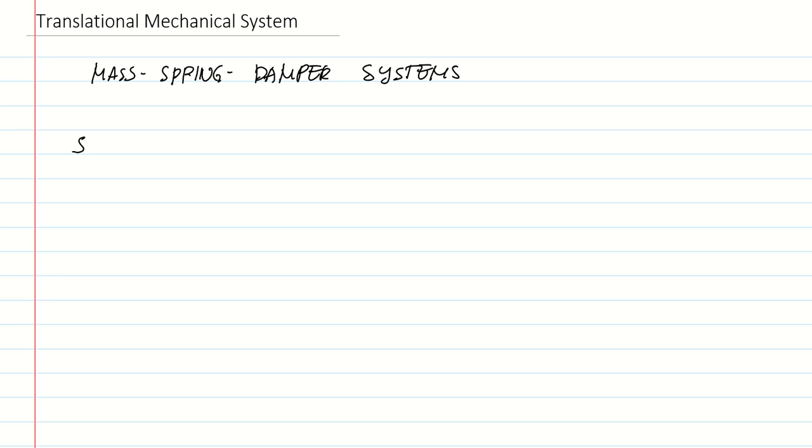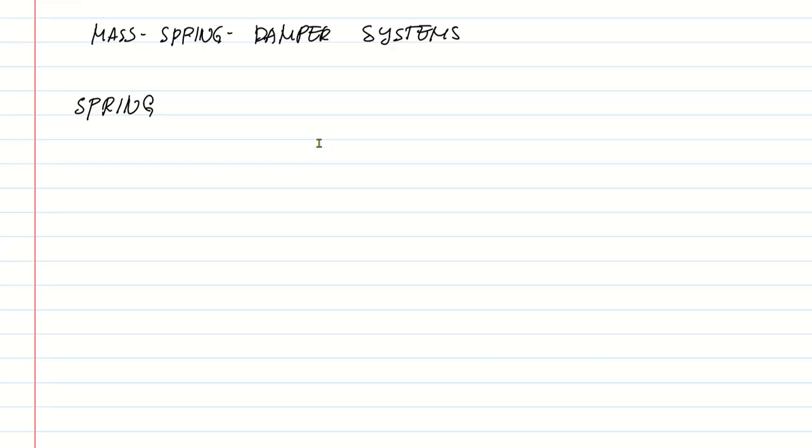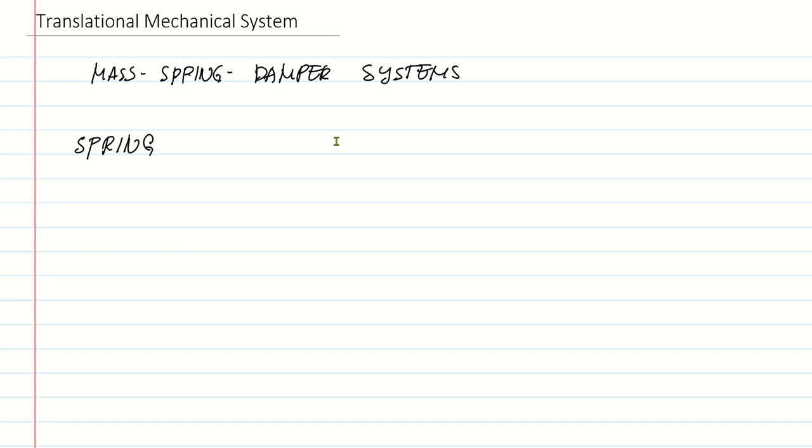First, we look at the spring. So what is a spring? A spring in a mechanical system is actually a stiffness element. It can store energy by pushing or by pulling the spring. But in control engineering, when we model the spring, we use the ideal version of the spring to simplify our analysis.